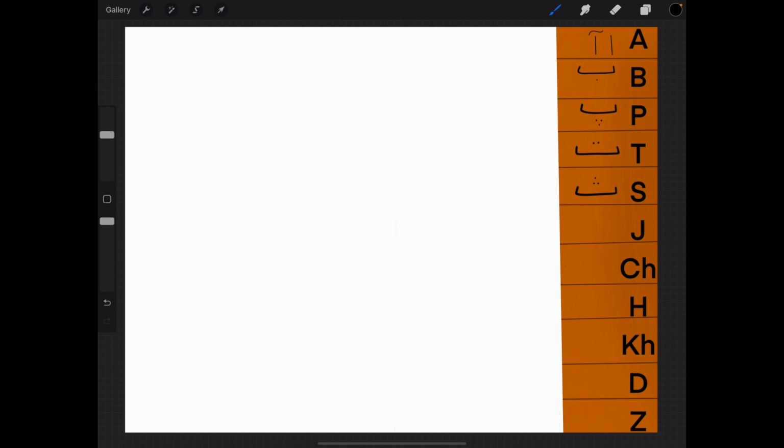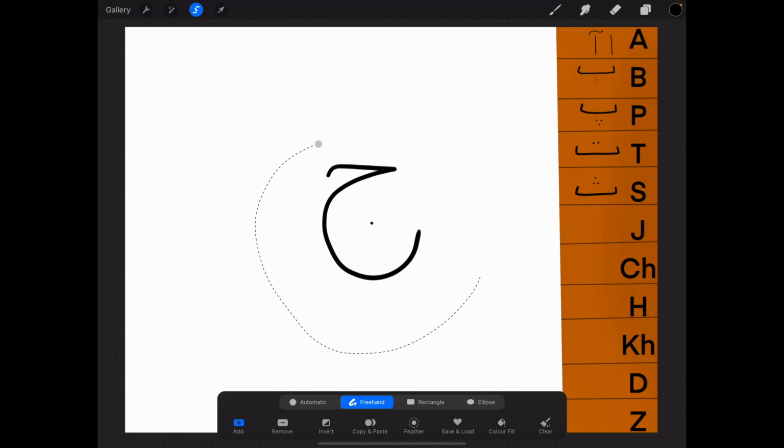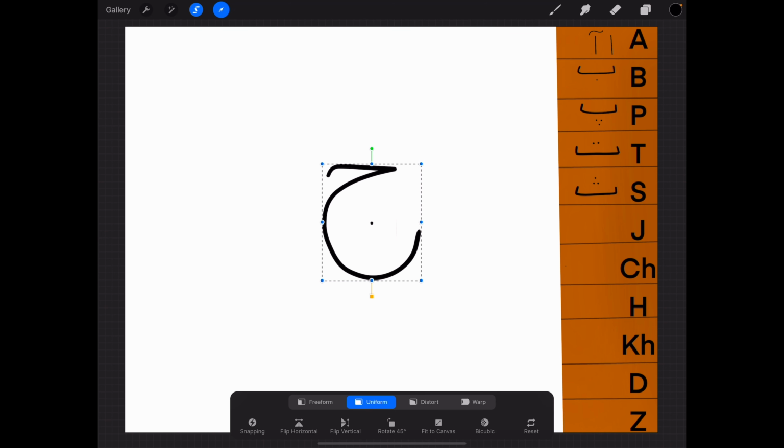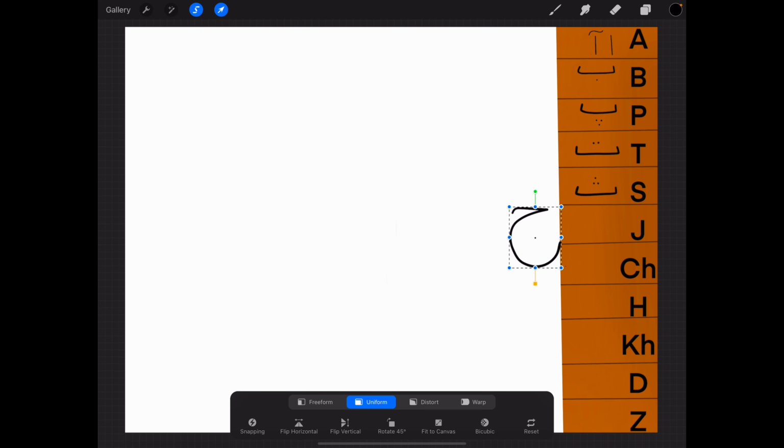Next one. Now this one's going to look a bit more artistic. Like a little mountain top with a big stomach. Ooh, that didn't look too nice. So let's try it again. There we go. This is your letter Jim. And the equivalent of this letter in English would be J. So let's move that up here. So you have a nice table here at the end.